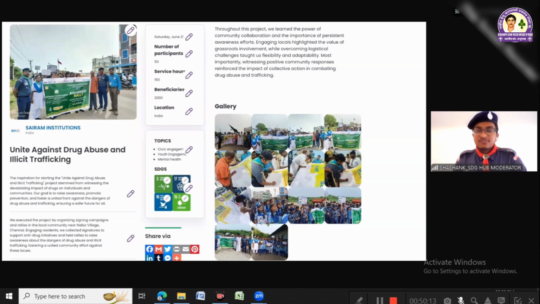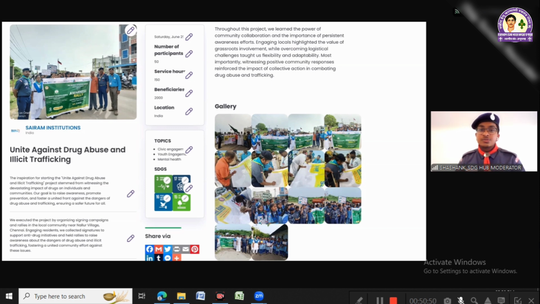And the number of service hours they've asked is for 3 service hours per individual. That tells the rally took place for a period of 3 hours. And if you multiply it, 50 into 3, it is 150 service hours. And remember, this was done only for one day. Apart from that, the beneficiaries, they've put it as 2,000 people. So it tells that at least they have reached a small village or a small community of 2,000 individuals. And location, if you see, they've put it as India.